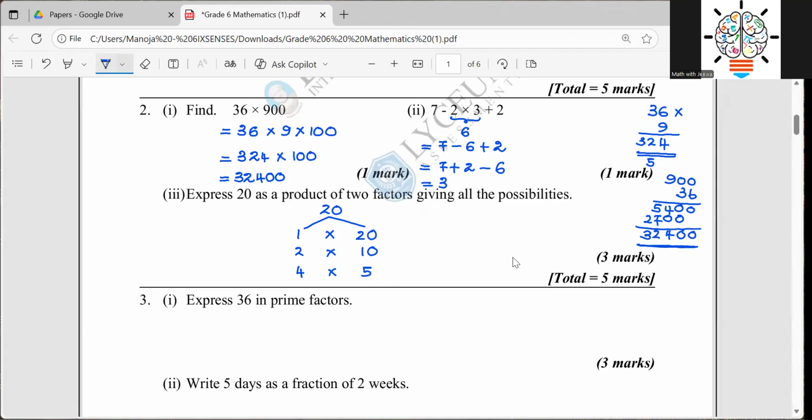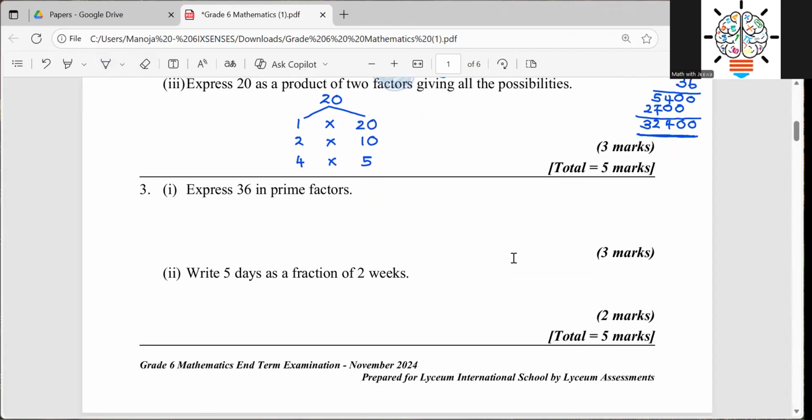10 times 2, you don't want to write. Why? Already you have written 2 times 10 and 4 times 5, the same thing. Either it is 4 times 5 or 5 times 4, the same, the factors we do have. So then this is how you express 20 as a product of two factors giving all the possibilities. If they have just mentioned you to write this as a product of two factors, either you can write 1 times 20, 2 times 10, or 4 times 5. You can see as we have 3 pairs, they have given 3 marks, right? Okay, so then we will move to the next question.